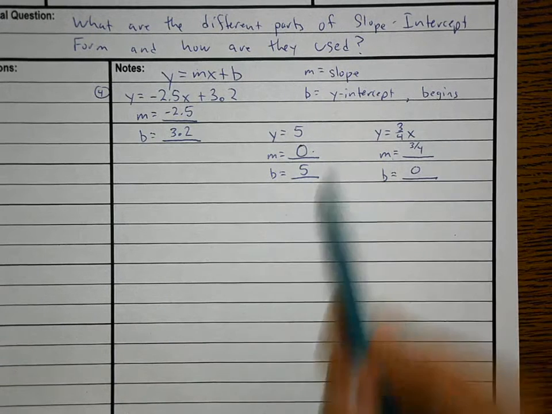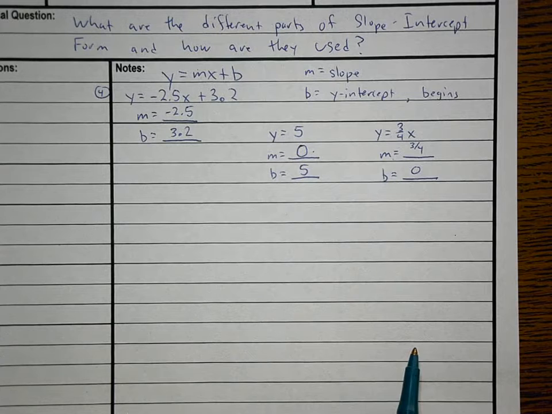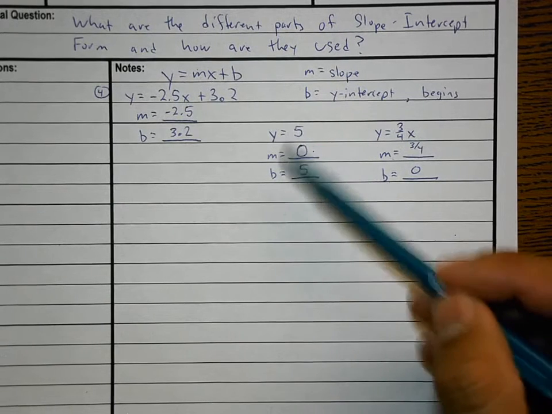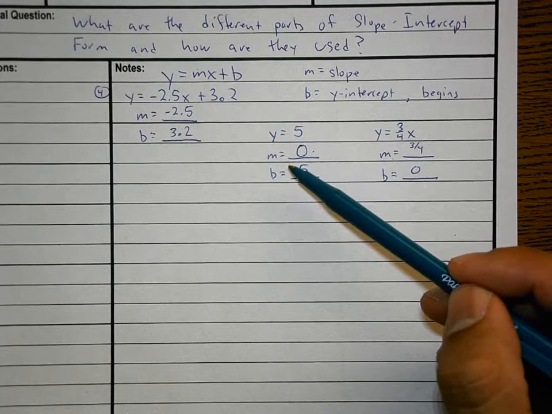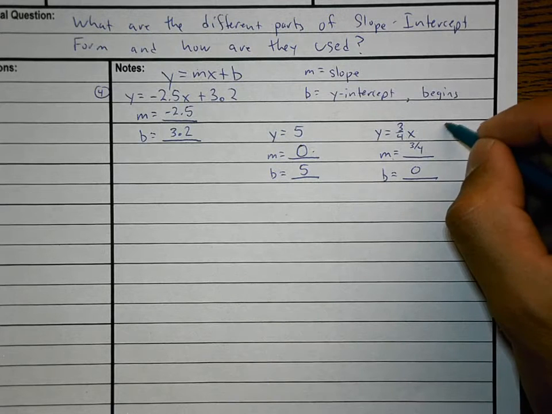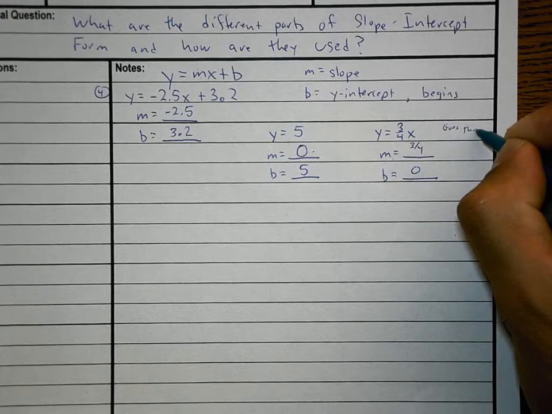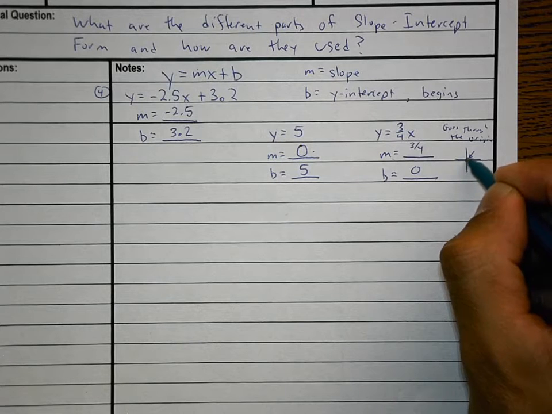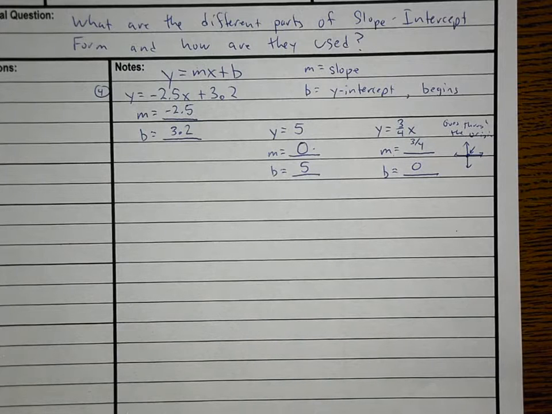Good. I want you to know the difference between these two. The biggest difference is that this is a horizontal line. This one is not a horizontal line, but it goes through the origin. And if you don't know what the origin is, that's this point right there. It goes through the crosshairs of 0, 0. Has to, because the y-intercept is 0. It has to go through that 0 point.